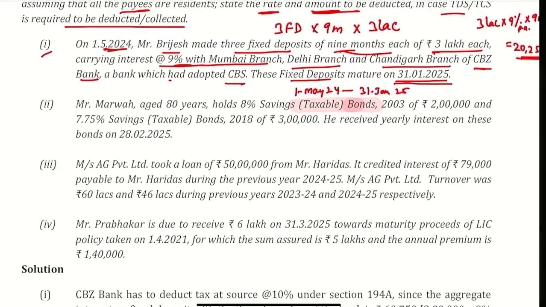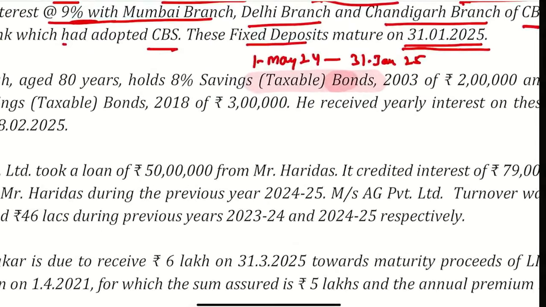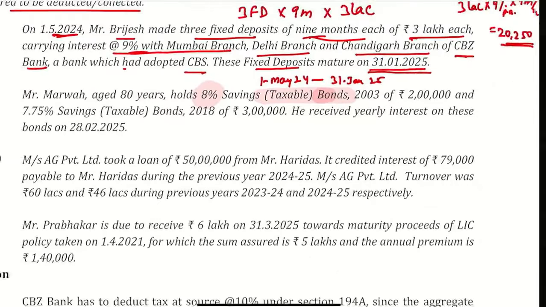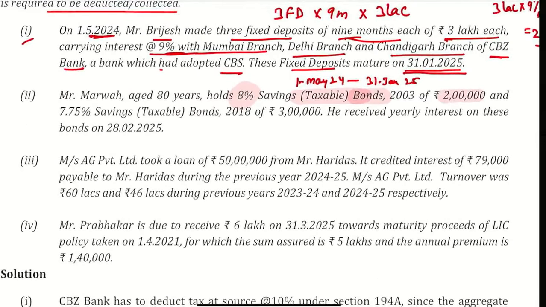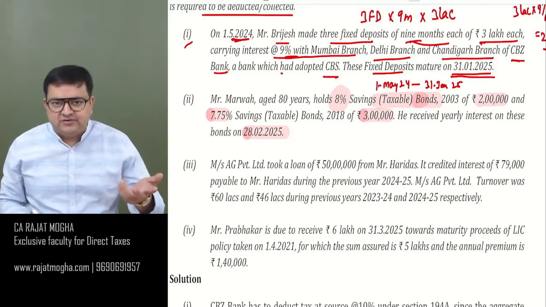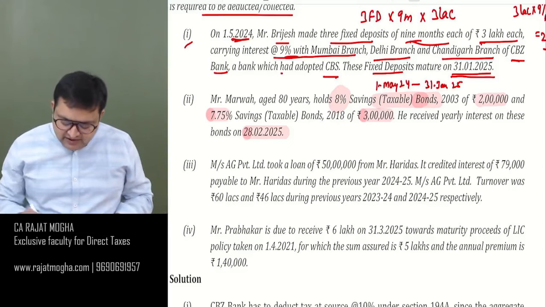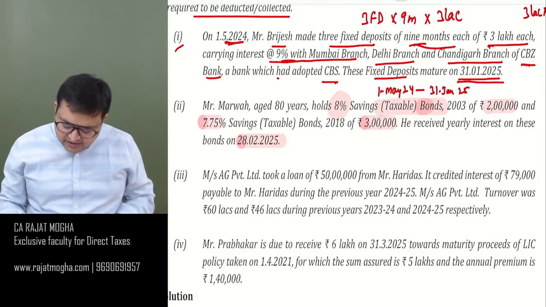So Marwa, age 80 years, holds 8% saving. Rate of interest is 8%, right? Of rupees 2 lakh and 7.75% saving taxable bonds of rupees 3 lakh. He received yearly interest on these bonds on 28th February 2025. So he receives yearly interest, means every year he receives interest on this date. So how much is the interest, guys? The interest would be 2 lakh into 8%, 3 lakh into 7.75%.